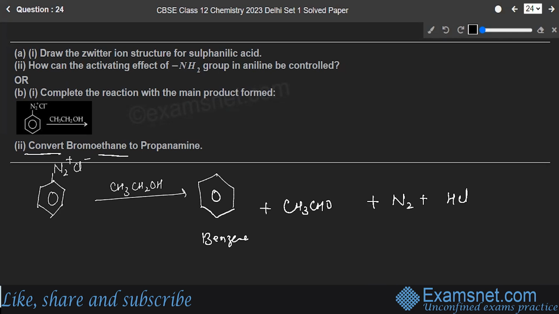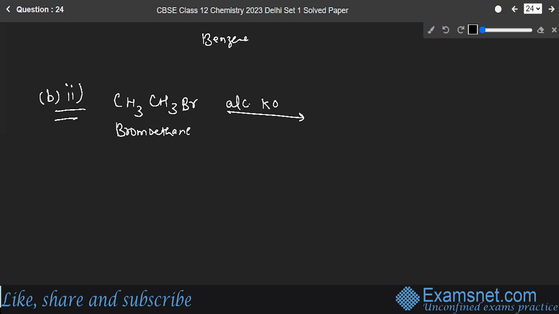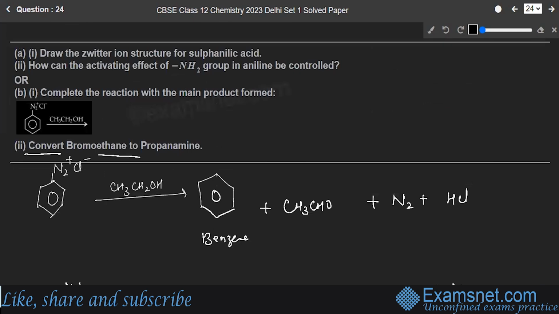Now the second one, the B part: you have to convert bromoethane to propanamine. This is CH3CH2Br, bromoethane, in the presence of alcoholic potassium cyanide. This will give you CH3CH2CN. This is propanenitrile. Again, in the presence of lithium aluminium hydride, it will give you CH3CH2CH2NH2. This is propanamine. So this is the complete reaction for both of them. Hope you are clear with this. Let's move to the next question now.